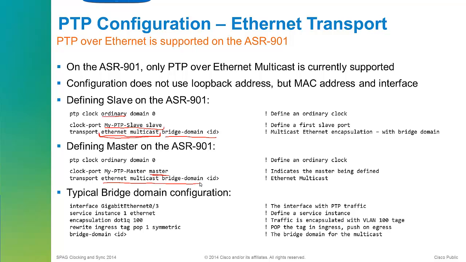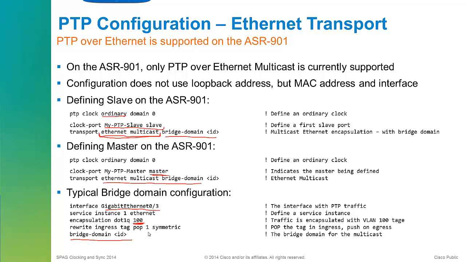And then if you're not exactly sure how to define a bridge domain, this is sort of the EVC on the 901. Say for instance it's on gigabit Ethernet 3, then you define a service instance. The traffic might be coming tagged. In this case I've shown it's tagged with a VLAN 100 tag. So what it'll do is any traffic that appears on gigabit Ethernet 3 that has a VLAN tag of 100, it will take it, it'll pop the VLAN 100 tag as the packet comes in, and it'll give it to this device called a bridge domain.